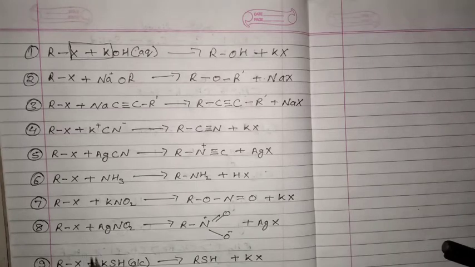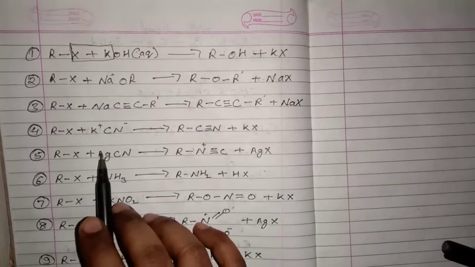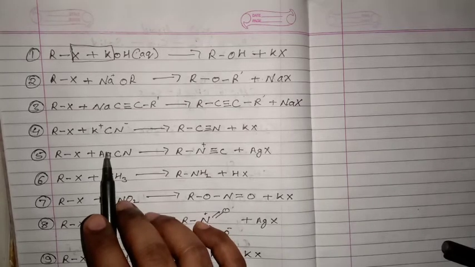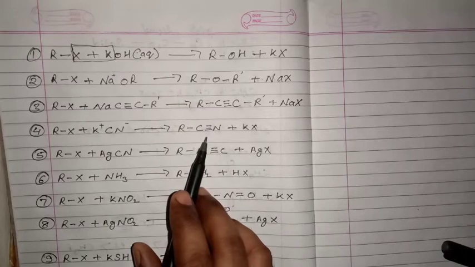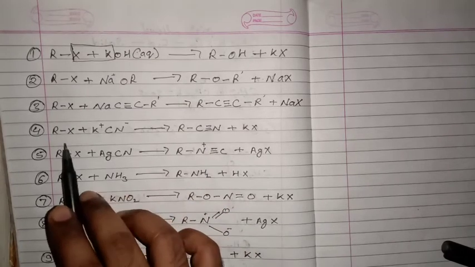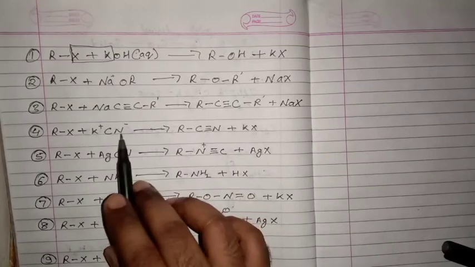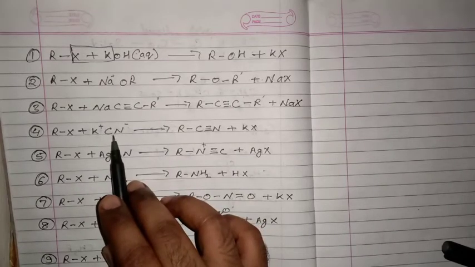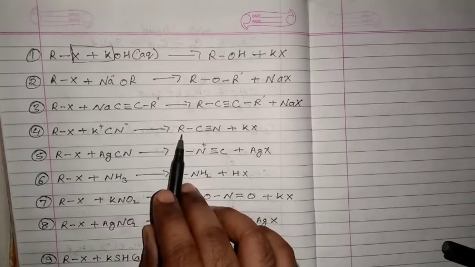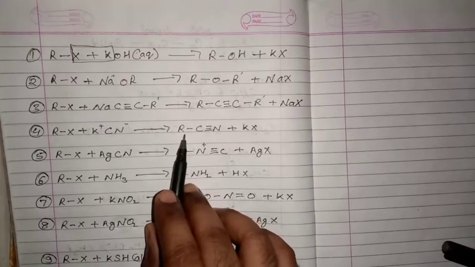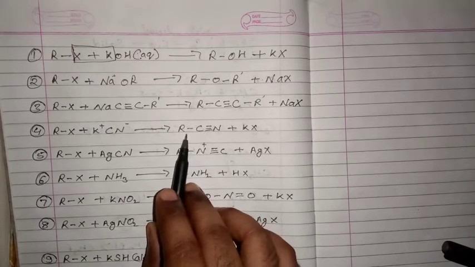Substitution by a cyanide group, the cyano group. It is used for preparing cyanide or nitrile. Suppose this haloalkane reacts with potassium cyanide. It is an ambident nucleophile. Since cyanide is an ambident nucleophile, it can attach to the alkyl group through the C and also through the N.